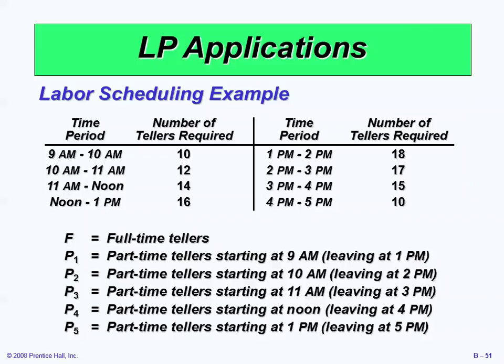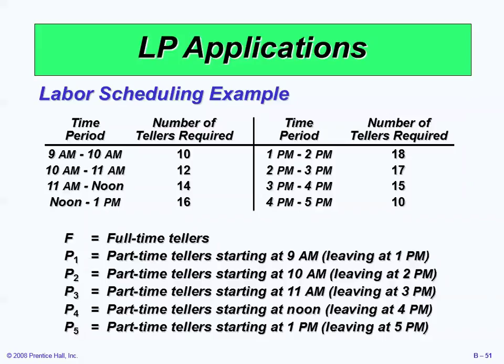Now the thing is, we may decide that we don't want full-time people only. So we can have a certain number of full-time people and a certain number of part-time people. Full-time people will work for, I think, 8 hours, all day, right? Whereas part-time people will work only for 4 hours. They can start at 9 o'clock and leave at 1 o'clock, or start at 10 o'clock and work until 2, or start at 11 and leave at 3, start at noon and leave at 4, or start at 1 o'clock and leave at 5. So these are the options available.